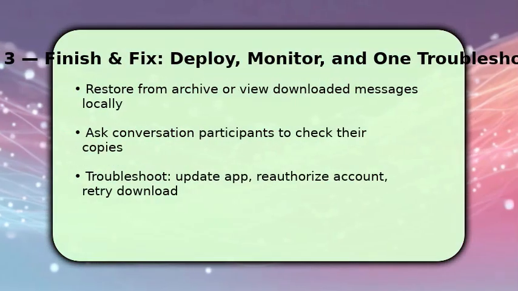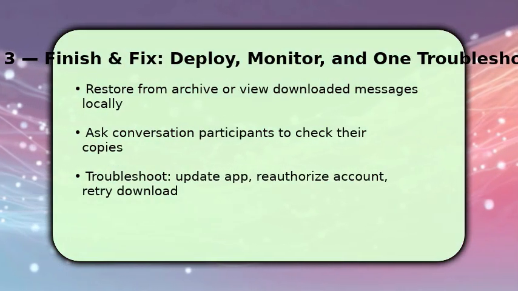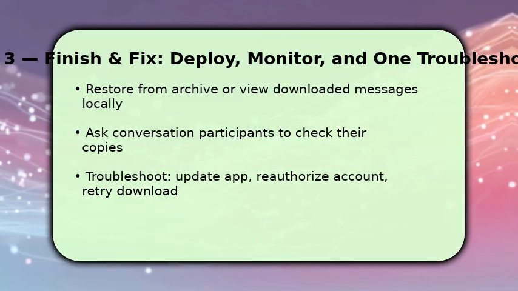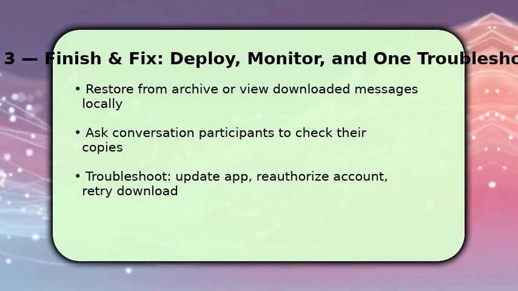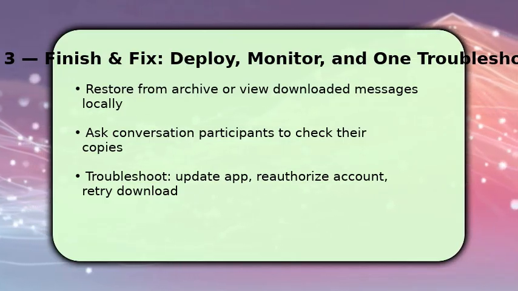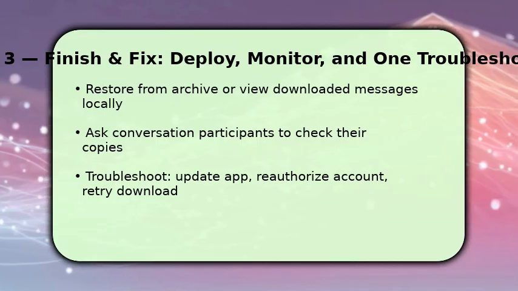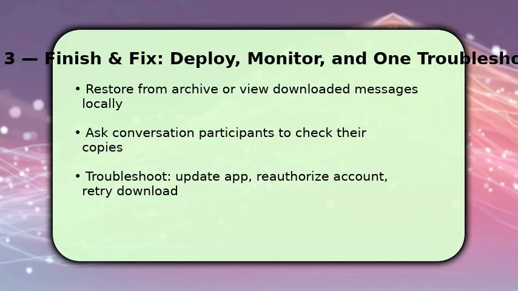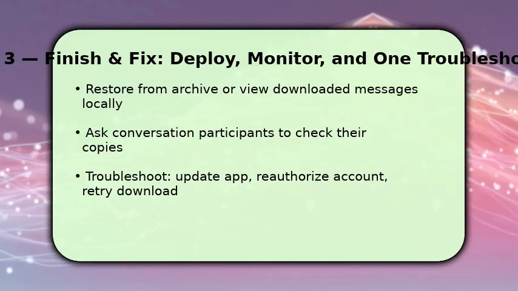You finish by attempting recovery. Restore conversations from archive or open your downloaded message file and search inside. If the message was deleted only for you, ask the other participant to forward or screenshot it. Make sure you explain why. If nothing appears, update the app, sign out and back in, and reauthorize permissions, then retry the data download.